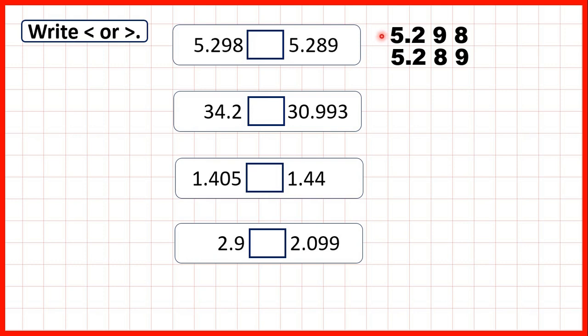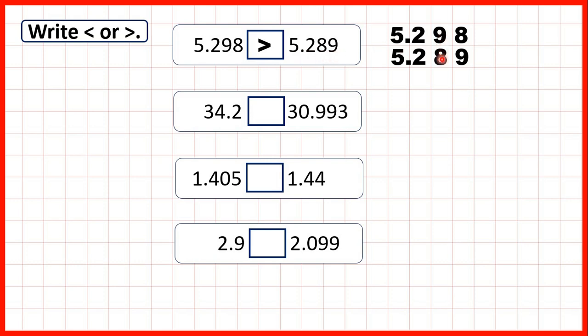Now we start by comparing the largest place values, so we work from left to right. Both numbers have 5 in the ones, so we go across to the tenths, but they both also have the same number of tenths, so we go on to the next place value column, so on to the hundredths. Now we can see that the first number has 9 hundredths and the second number only has 8, so 5.298 must be larger than 5.289.